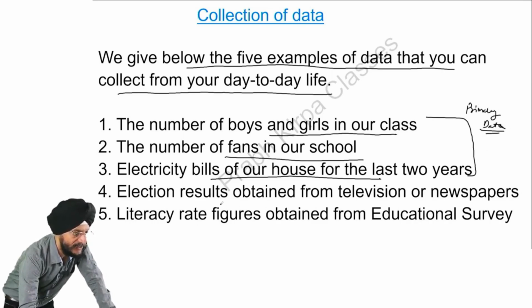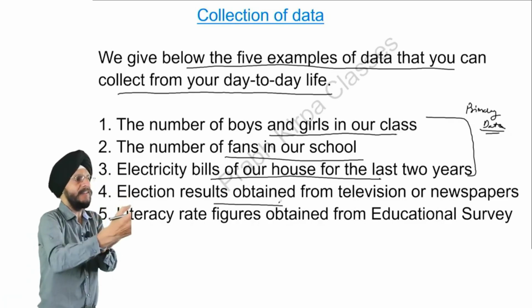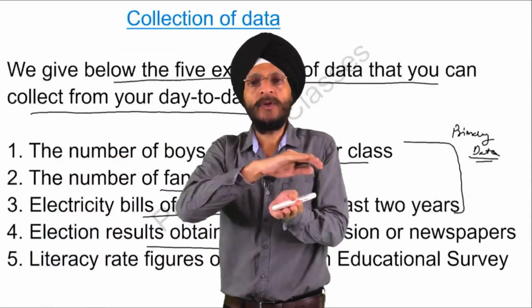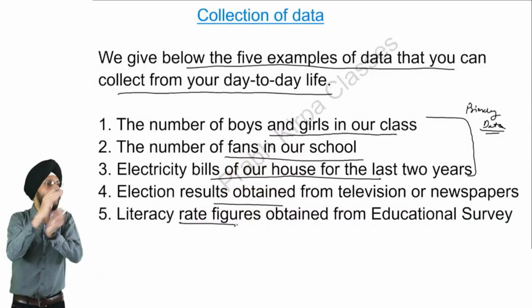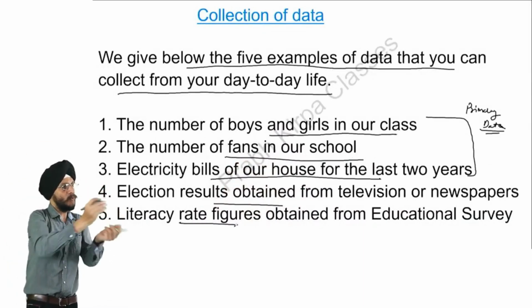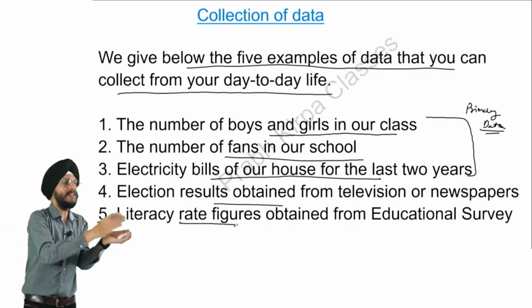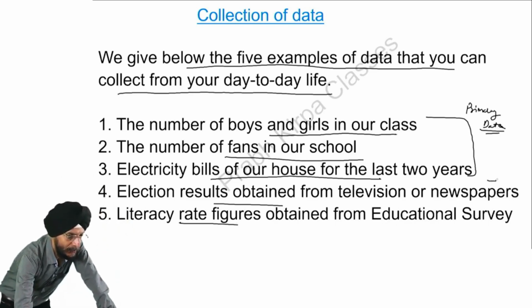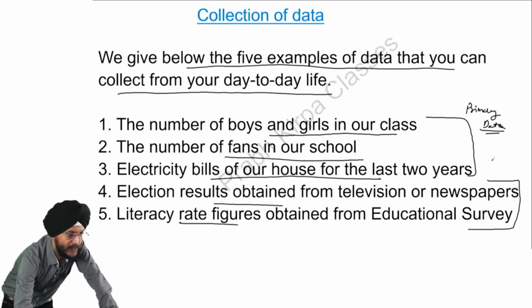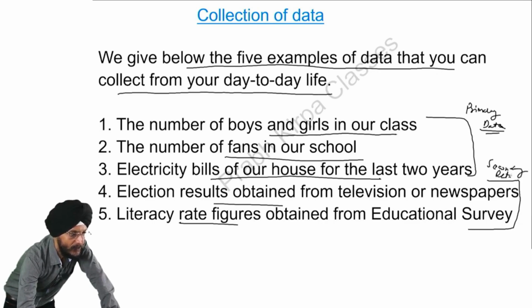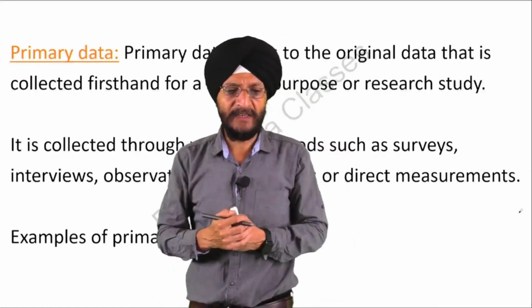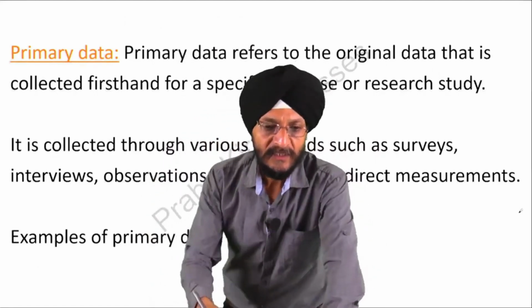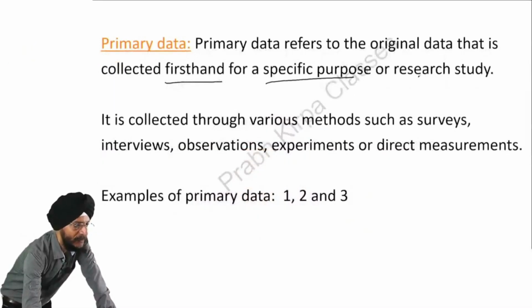But in the case of election results, which were being shown on the television or published in newspapers or other magazines, the work was done by others. The literacy rate figures have been collected and published by others, and we are only using the literacy rates for the purpose of writing some note. So where the work has been done by some other persons, this is the secondary data. We will now read about the same, primary data and secondary data, on the next page. Primary data. Primary data refers to the original data that is collected first hand for a specific purpose or research study.